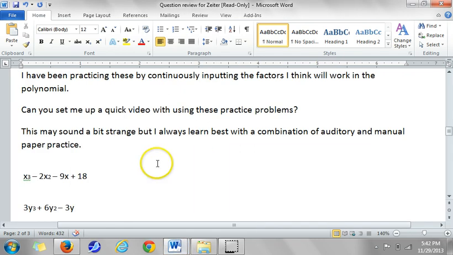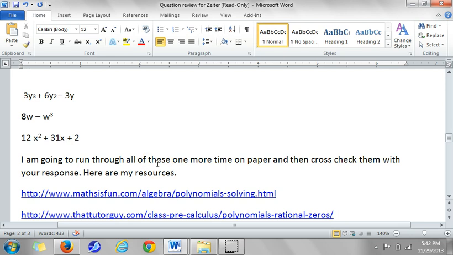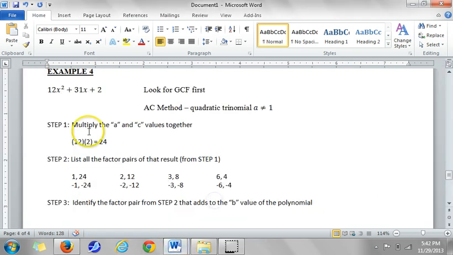Where did you get these examples again? I wanted to make sure I typed it down correctly. 12x squared plus 31x plus 2. That's what I have in my example, right? 12x squared plus 31x plus 2. Okay. Yeah, I don't think this one can be taken any further. So that means I still need to show you an example of one that can be factored using the AC method. Let me look one up here real quick.